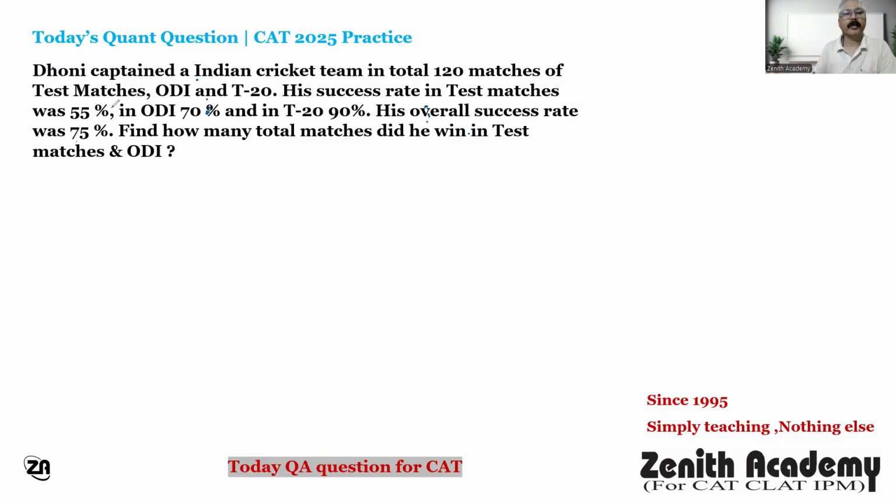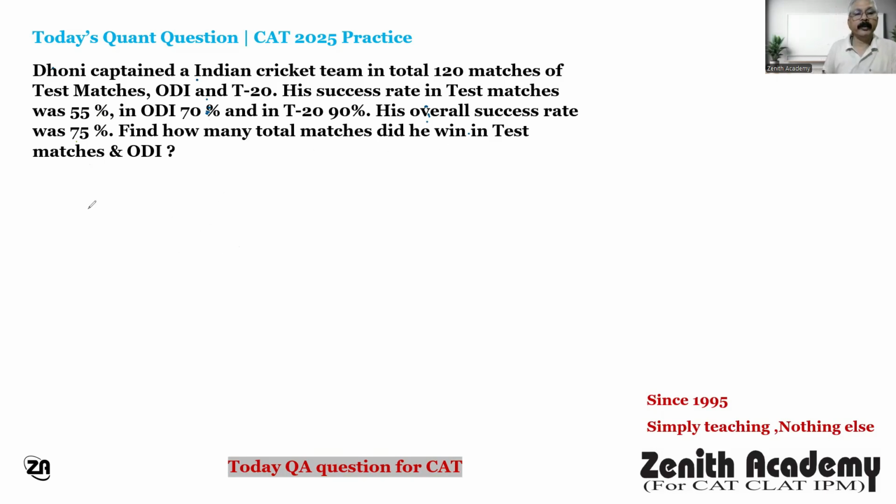Today's fun question. Dhoni captained the Indian cricket team in a total of 120 matches, including Test matches, ODI and T20. His success rate in Test matches was 55%, in ODI 70%, and in T20 90%. His overall success rate was 75%. Find how many total matches he won in Test matches and ODI.